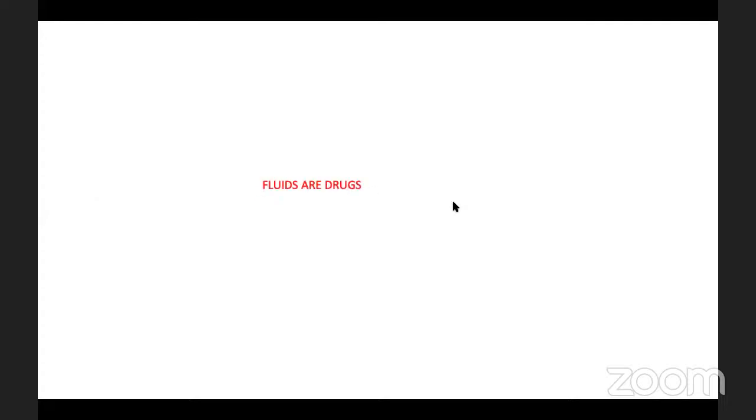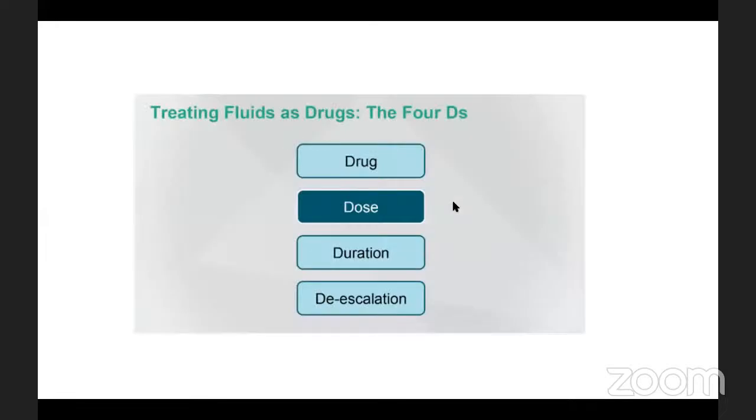So to note, fluids are drugs. I'm sure I don't have to take a lot of my time convincing this audience that fluids are drugs. Because fluids are drugs, we're supposed to treat them as drugs. What does that mean? You're supposed to give your individual patient the right dose of fluid, for the right duration, and then you're supposed to know when to stop giving the fluids.